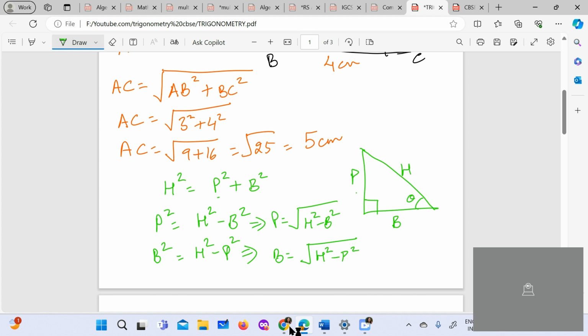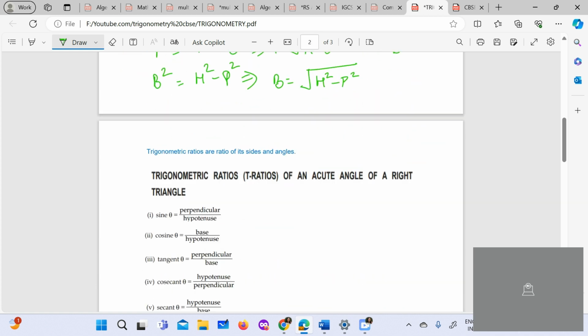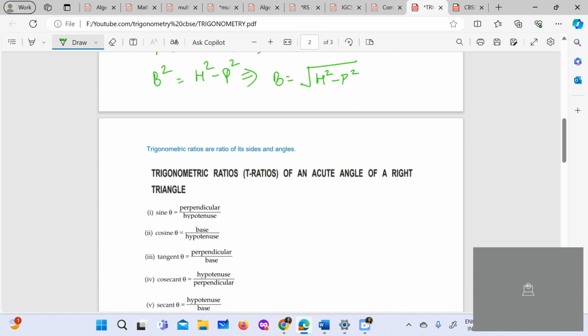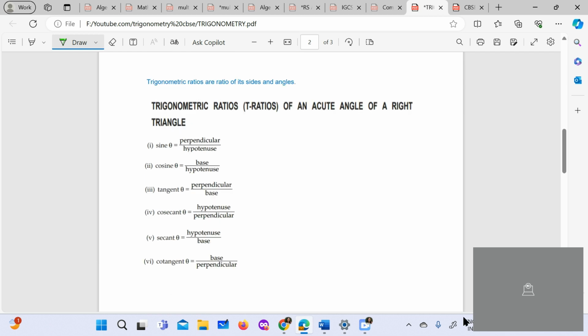Once we are done with Pythagoras theorem, now let me introduce you to trigonometric ratios, which is the base of trigonometry. If you are good with trigonometric ratios, you understand it well, you can do every question, or most of the questions. Now, let's see what this word trigonometric ratio means. So, trigonometric ratios are the ratios of its sides and angles.